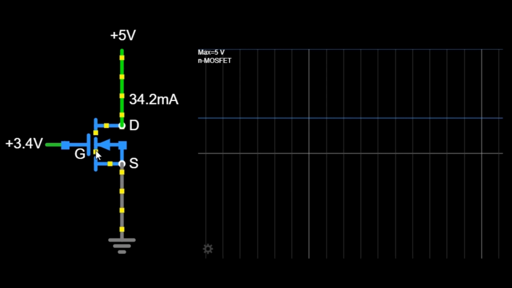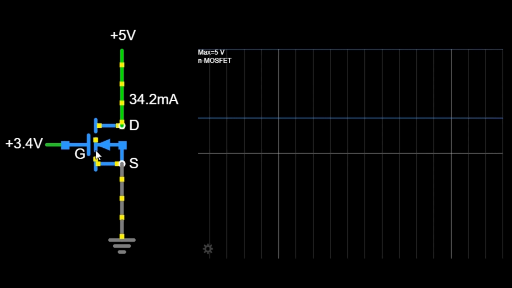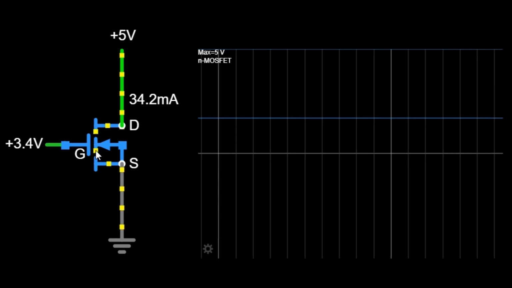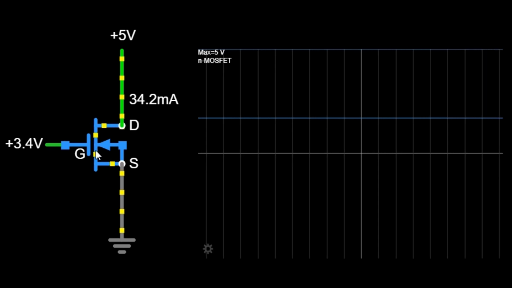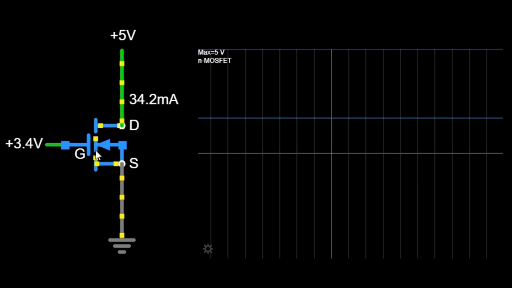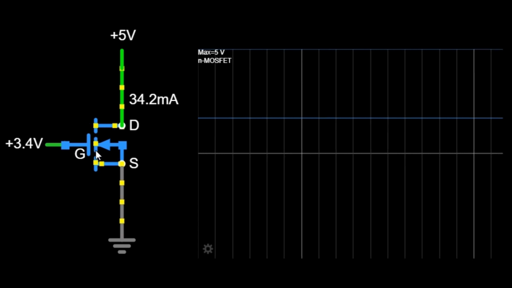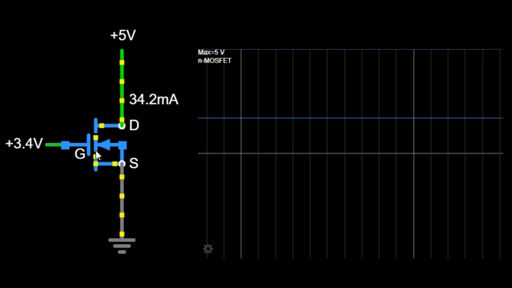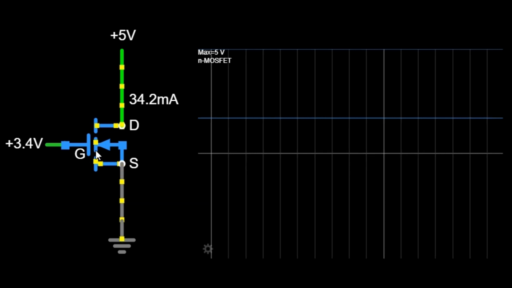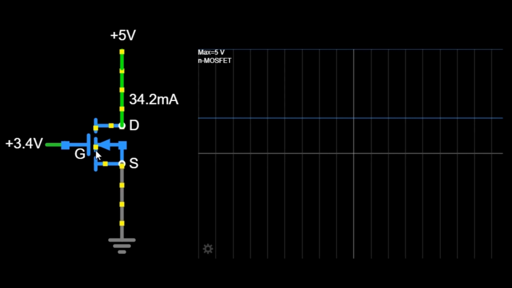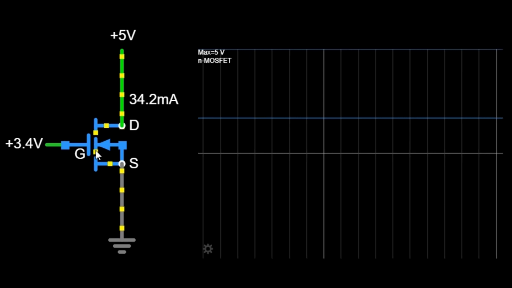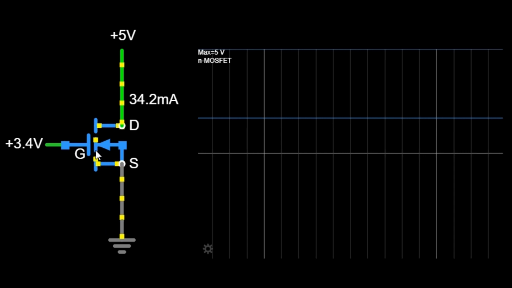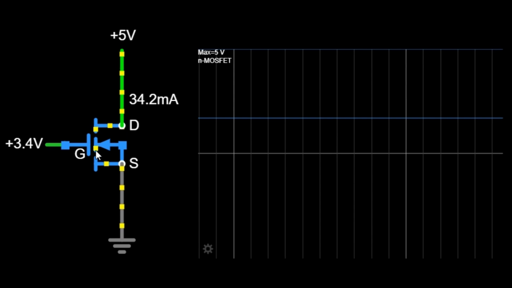An n-MOSFET has four main terminals: the drain, the source, the gate, and the body. 1. Drain, this is where the current flows out. 2. Source, this is where the current flows in. 3. Gate, this terminal controls the flow of current between the drain and the source. 4. Body, this is the substrate of the MOSFET, often connected to the source in n-MOSFETs to simplify the circuit.